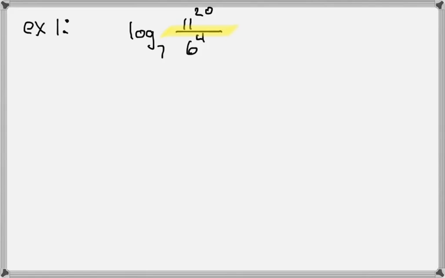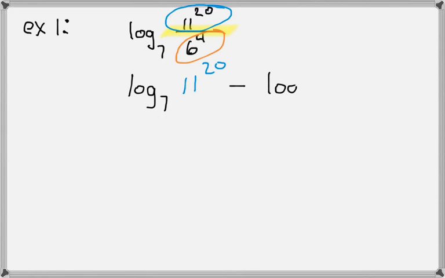So we would start by taking the log of the numerator, and then we would subtract the log of the denominator. So we have a log base 7 of our numerator, 11 raised to the 20th, and then we're going to subtract a log base 7 of our denominator. That's 6 raised to the 4th.